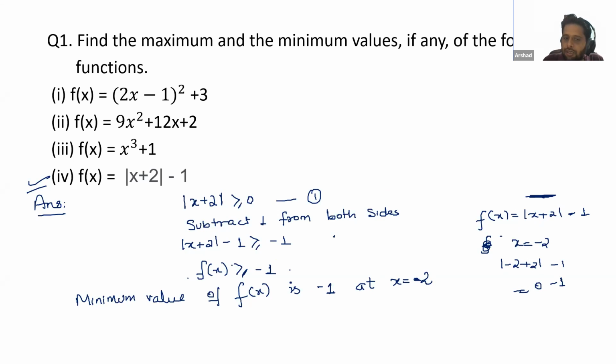Now, if you check the maximum value, this function does not have any maximum value, because from this we get to know that f(x) is greater than or equal to minus 1. But what is the maximum value? It is not possible to calculate that. For example, this function keeps on increasing, so we don't have any maximum value in this case. This is just an example. So we have only a minimum value for this one.